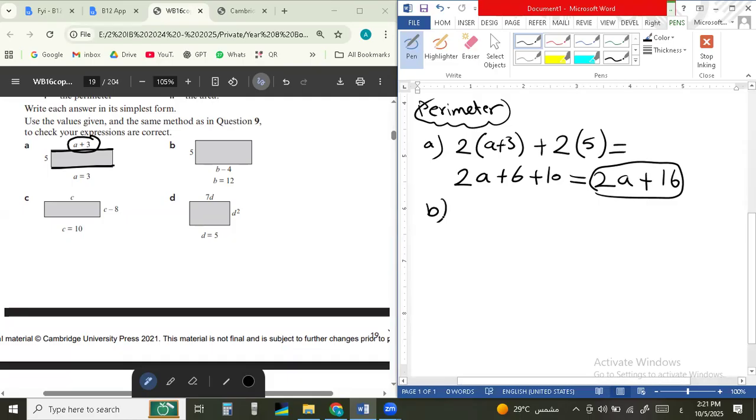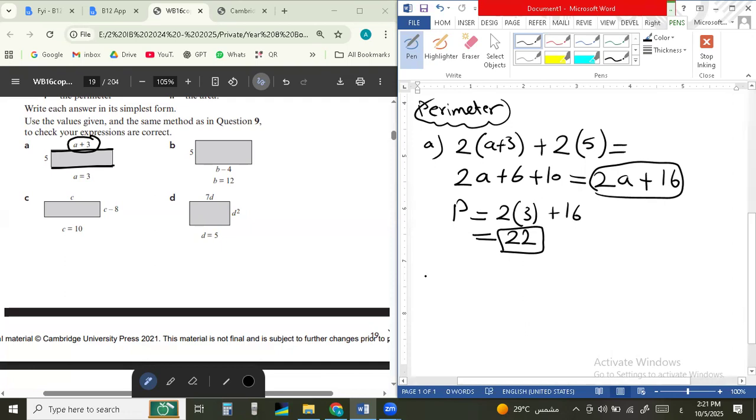Perimeter of shape B is double the length, which is, oh, but one second. They said to you here, calculate the perimeter. They want you also to use the values given in order to find the perimeter itself. So when A is 3, perimeter equals 2 times 3, then add 16. So perimeter is what? 6 plus 16, 22. This is the perimeter.